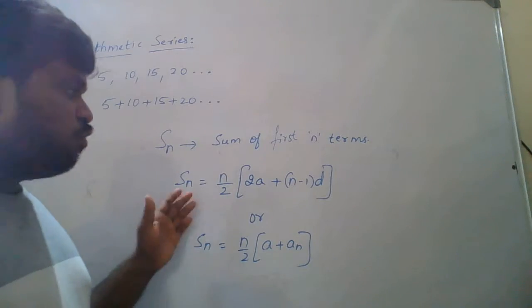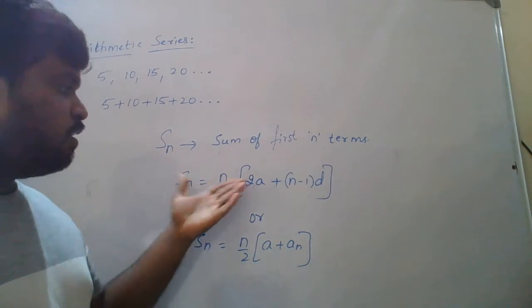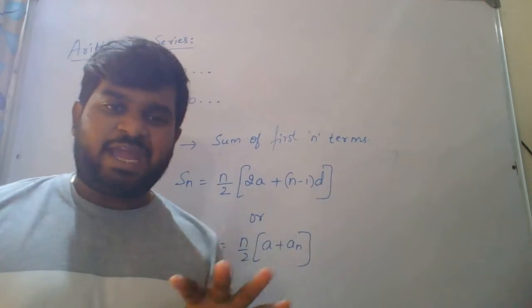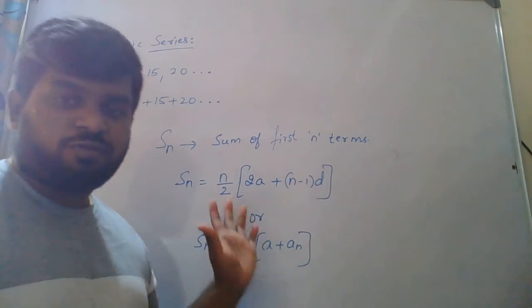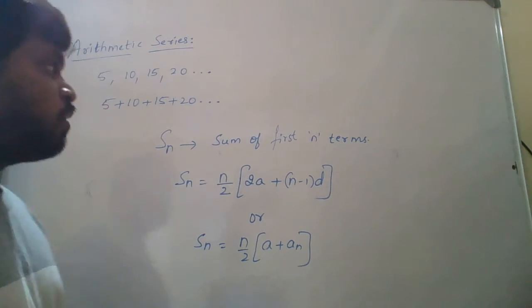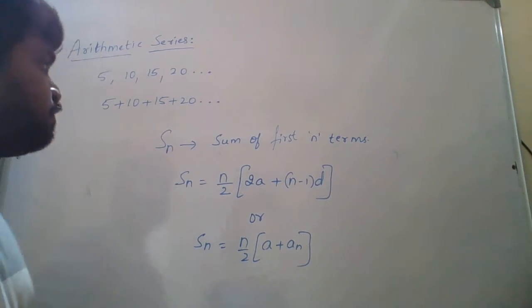So there are two formulas. One is the first one, the other one is the second one. This we are going to use when we know the value of a and d. This we are going to use when we know the first term and the last term. Okay. So let's quickly start with the exercise.